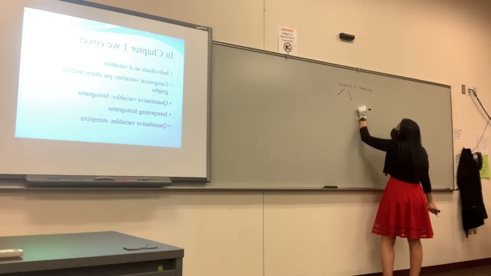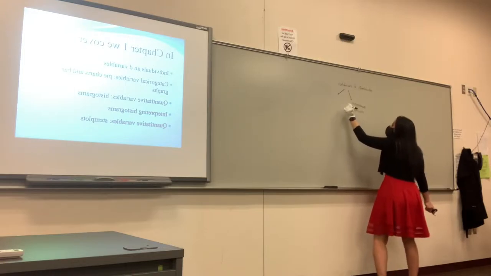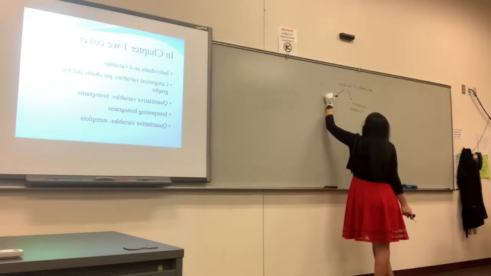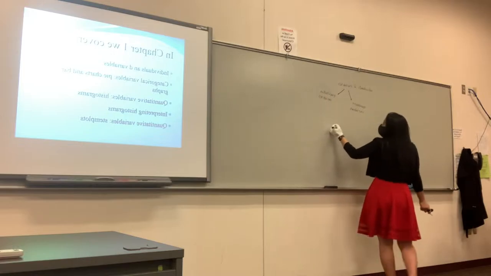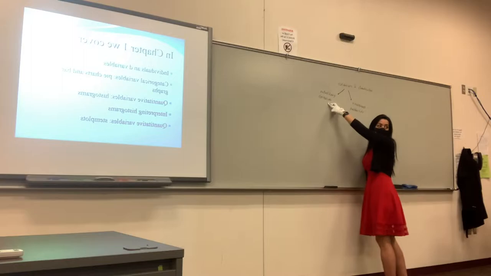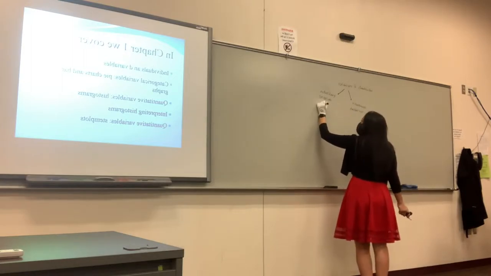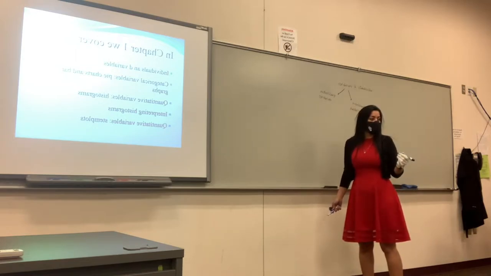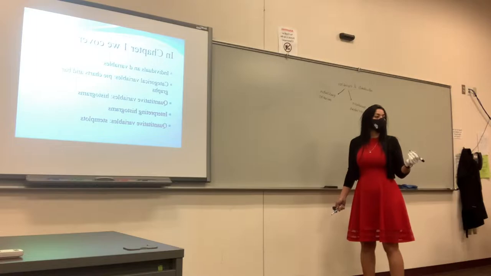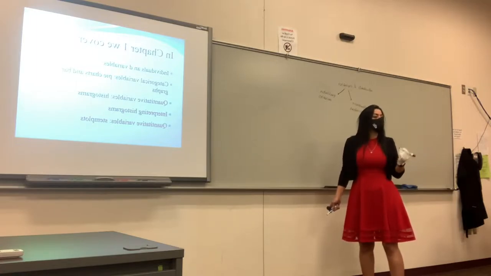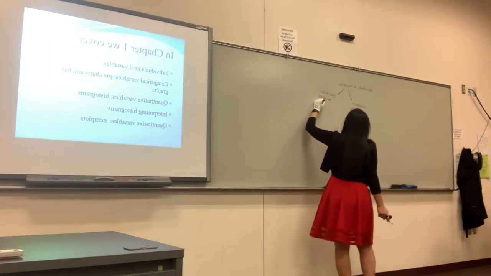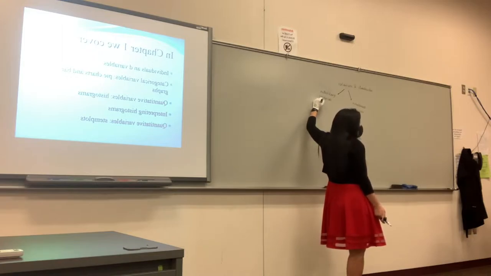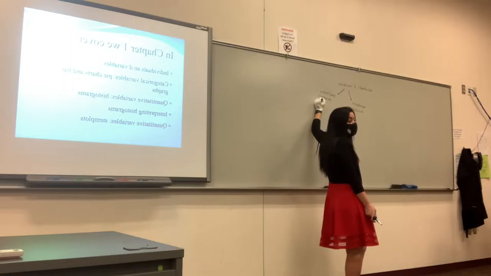We have quantitative variables. We have qualitative variables. Correct? So now your question was about qualitative or categorical variables. What is a qualitative or categorical variable? It's not numbers, but groups or categories, correct? So categorical variables or qualitative variables are the variables that are divided into groups or categories.